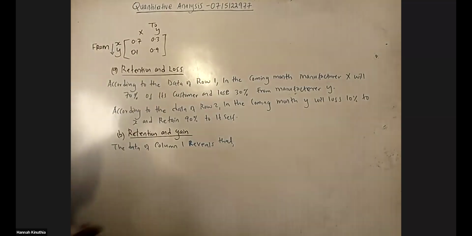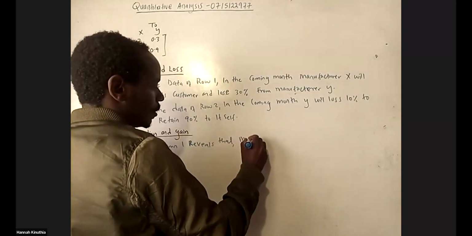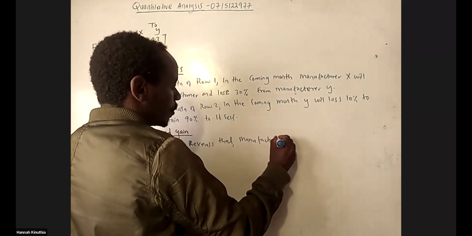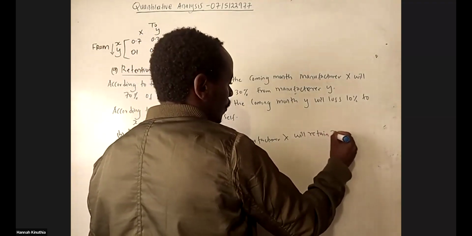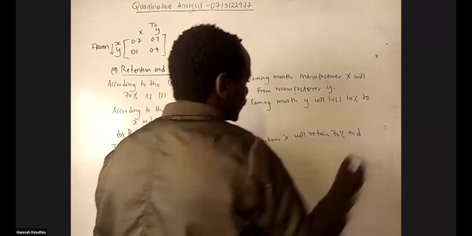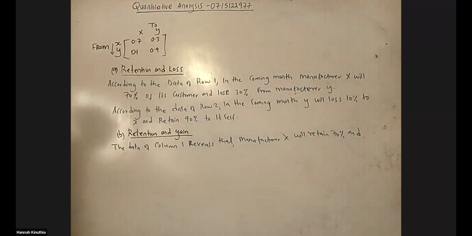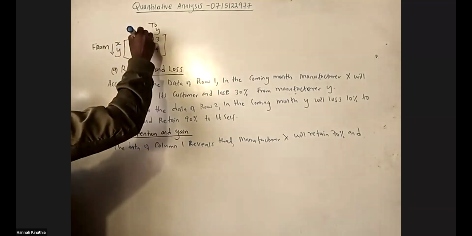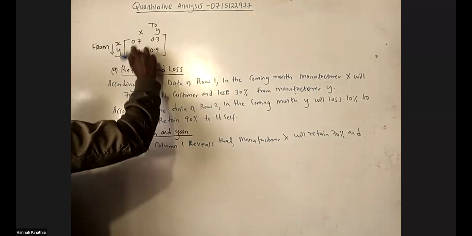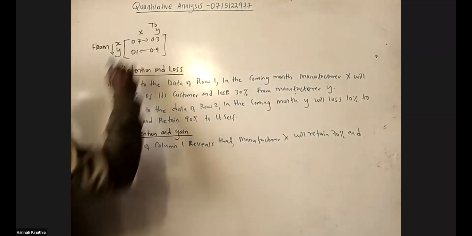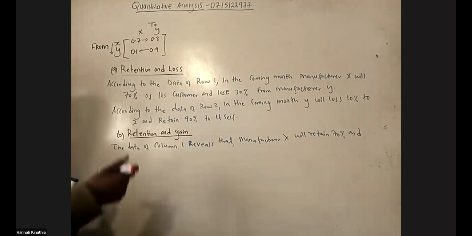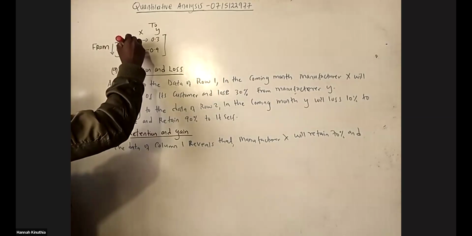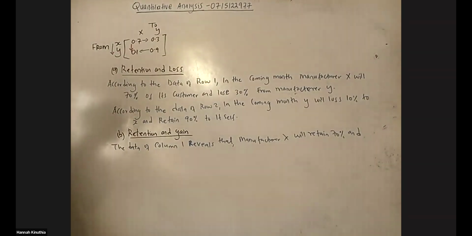So it reveals that manufacturer X will retain 70%. And again, how much? This one was going down, the first one went like this with 7, and this one came back like this. Now in this case it is the opposite. So we start with retain 70, remain 70, and then go down. We regain now which percent?